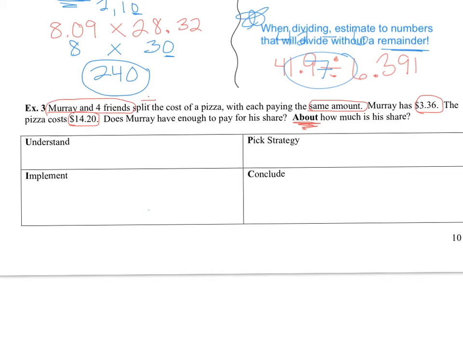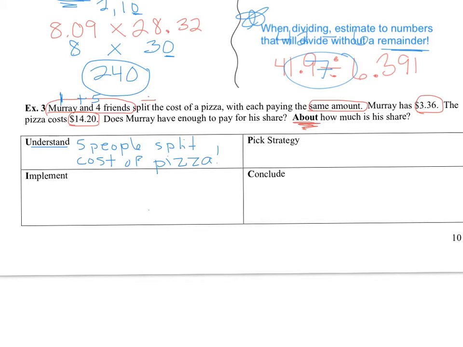So with Murray and his 4 friends and this understanding, a common mistake is people use the 4, but since Murray is also eating pizza, we have to consider him too. So 5 friends are dividing up pizza. So 5 people are splitting the cost of pizza. Okay, so that's what I'm trying to figure out. And does he have enough money?